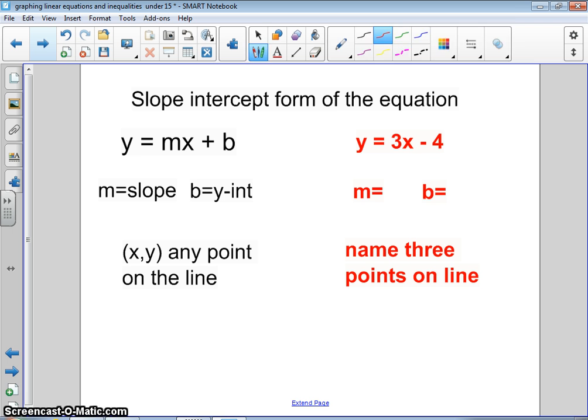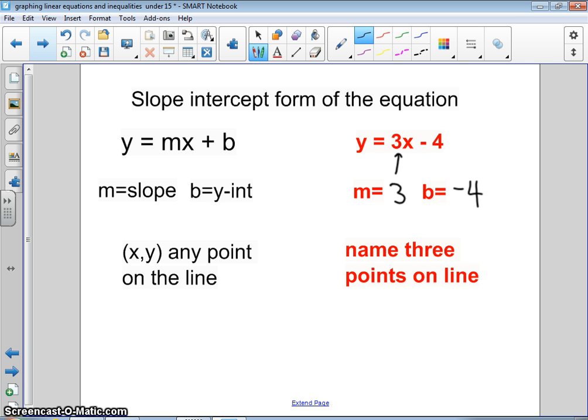Taking a look at this example over here, we've got y is equal to 3x minus 4. Just by looking at this, we know that the slope is 3, because the slope is the number in front of the x, and we know that the y-intercept is -4. So we know that this line crosses the y-axis at -4, and from there it goes up 3 over 1, up 3 over 1. So we already know what this line looks like just by looking at the equation.